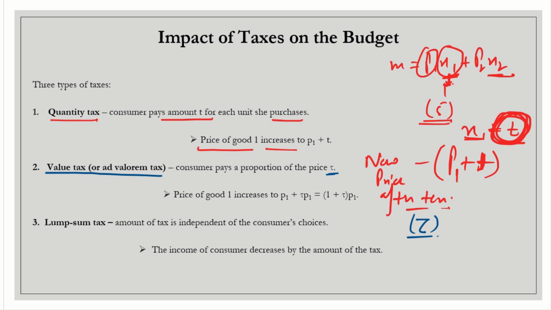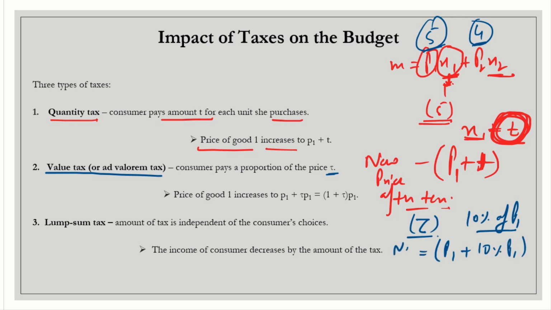A price being charged, for example 5 rupees we had assumed for good one and 4 rupees for this. So as a proportion of price, this is going to get charged. Say for example 10% of P1, which essentially means P1 plus 10% of P1 will be the new price. This is obviously going to increase your price, and we have already understood what happens to the budget line when your price increases, so you can draw the plot accordingly. So this is what it essentially means.